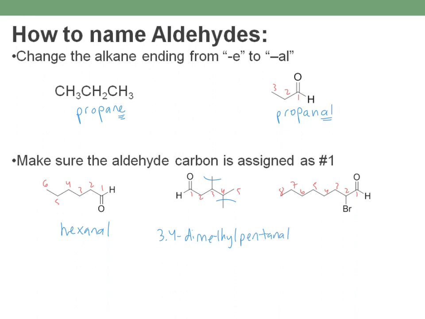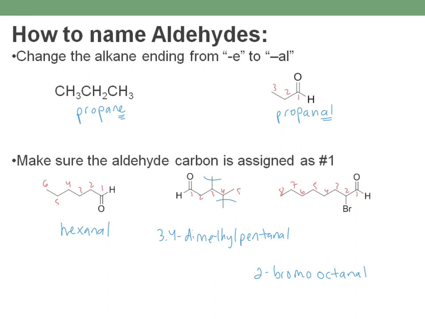And again, notice that I did not have to say where the aldehyde was. You don't need to say 1-pentanal because it's implied. That wherever that aldehyde is, that's number 1. Lastly, I have this octanal. I just have a bromo at carbon number 2, so 2-bromo octanal. And that's it. I mean, that's really the gist for naming aldehydes.